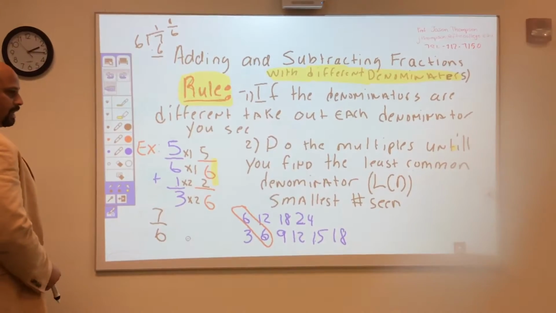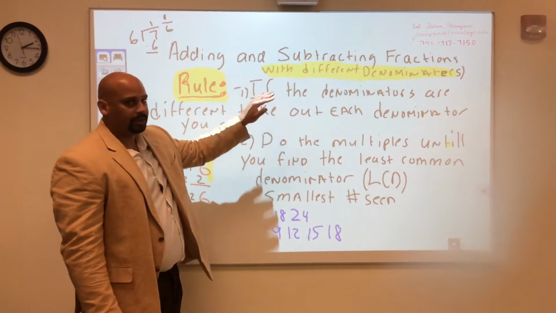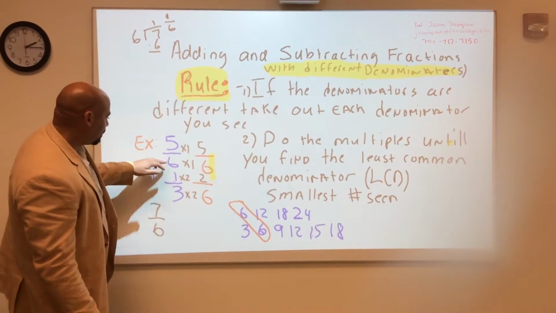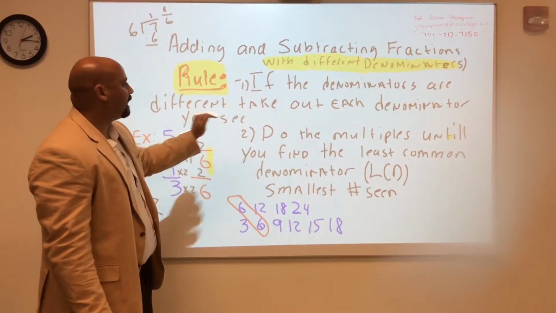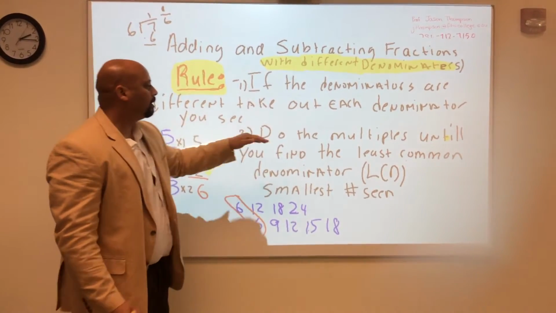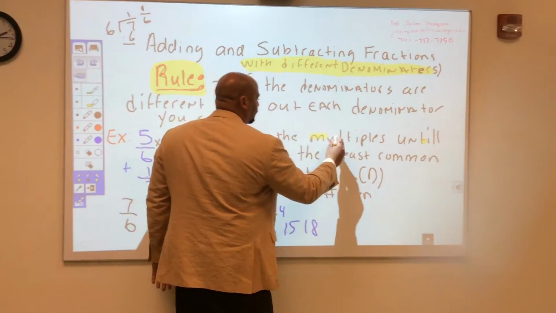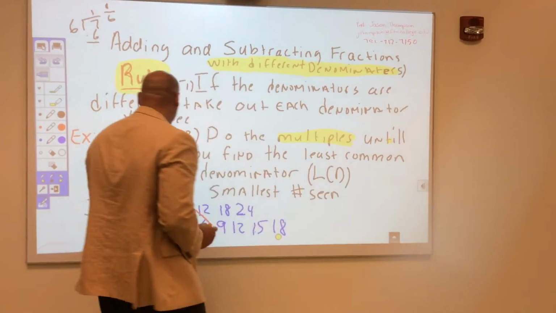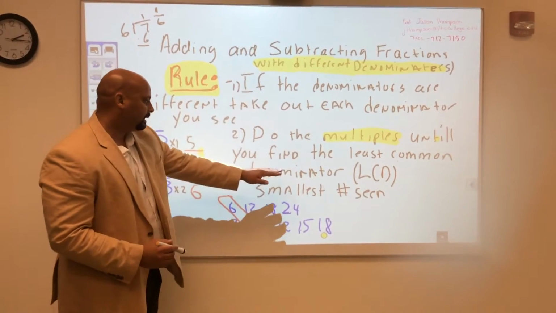Okay, so I'm going to give some more examples. Again, you're adding and subtracting fractions with different denominators. Hence, the denominators are different here, 6 and 3. Rule: if the denominators are different, take out each denominator you see and do the multiples. Now I want to highlight that part where I said multiples. Multiples means to add that number to itself, okay? Until you get a number that's similar, okay? That will lead to the least common denominator.